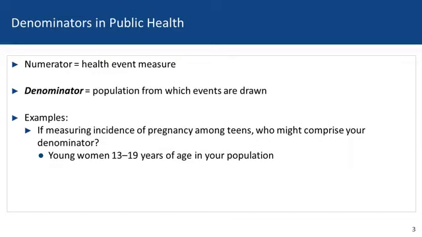In public health, while numerators are measures of health events, the denominator is the population from which events are drawn. For example, if we are measuring the incidence of pregnancy among teens, who might comprise your denominator? In many populations, we might think of young women aged 13 to 19 years in our population.